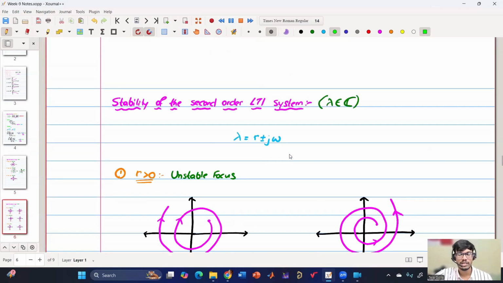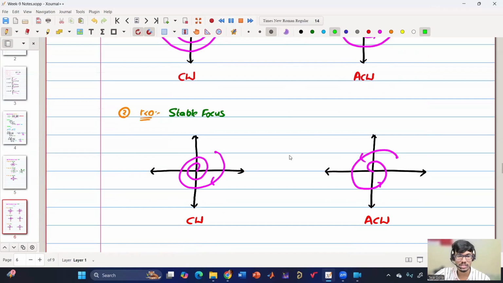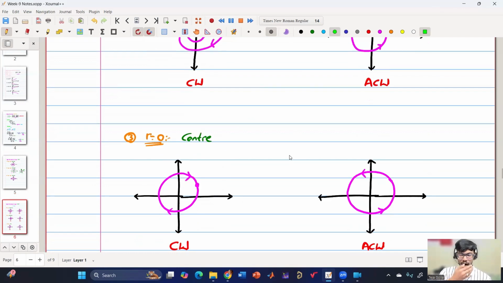In the next case, we have considered complex eigenvalues, which are of the form r plus or minus j omega. If r is positive, then it is called an unstable focus. It will spirally go away from the origin. It can go either in the clockwise direction or anti-clockwise direction. If it is a stable focus, then it will go towards the origin, whether it is in clockwise or anti-clockwise direction. If r equals 0 and the eigenvalues are purely imaginary, then it is called a center. Then it will move in a circular fashion, not spirally moving out or inside, and it can also be clockwise or anti-clockwise.